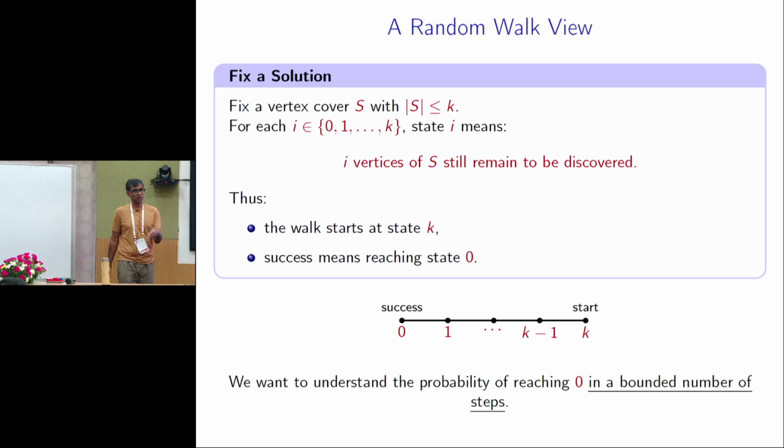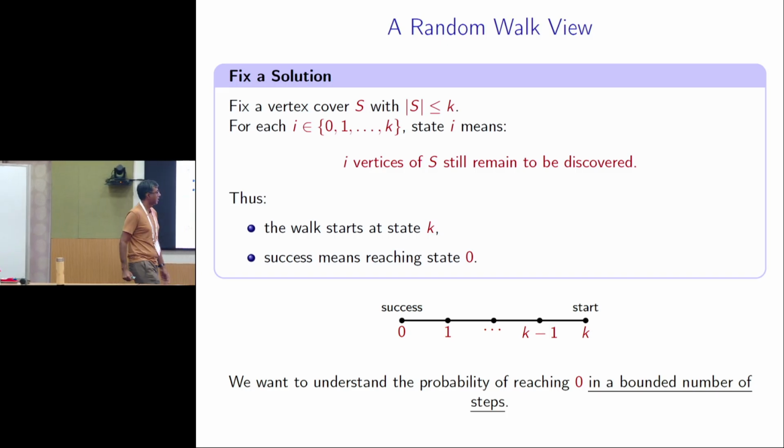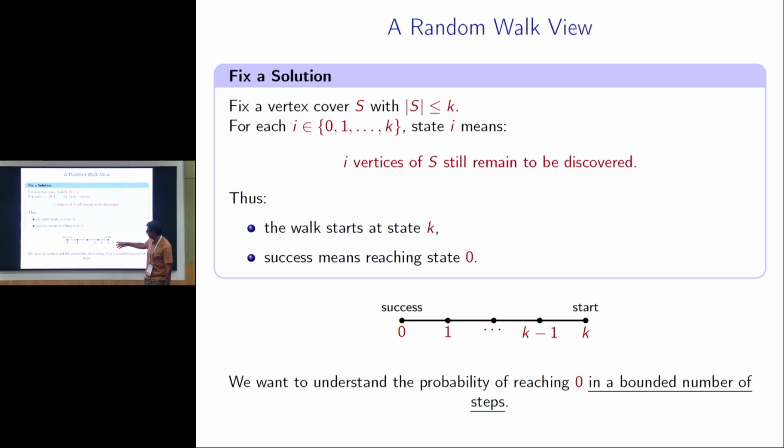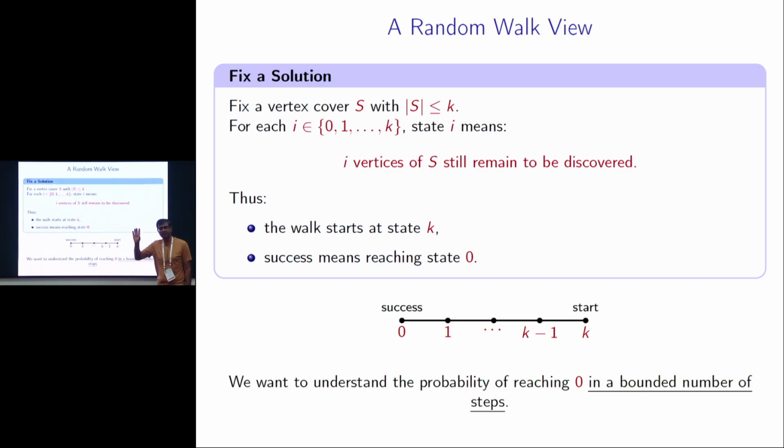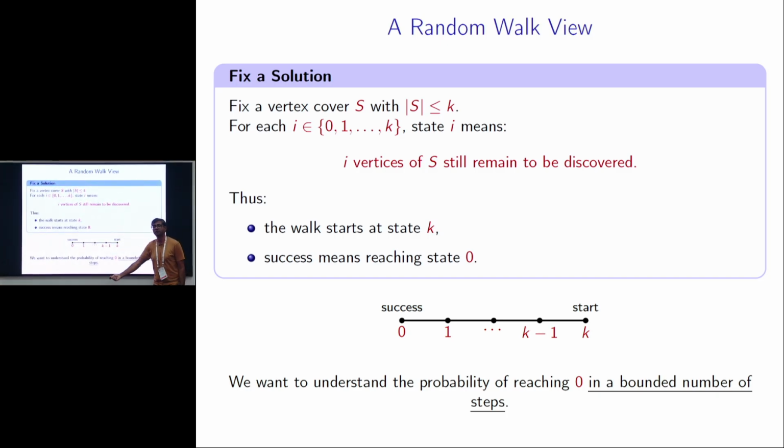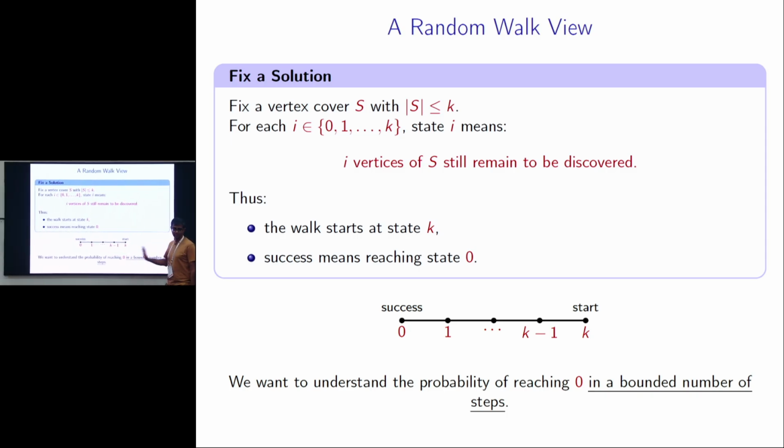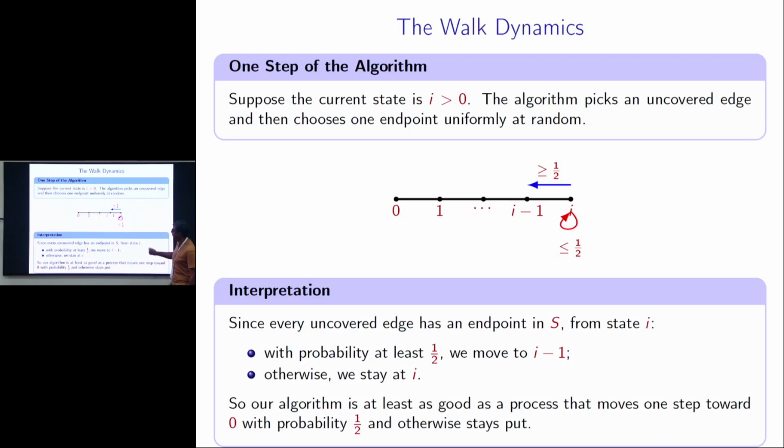So now I can think of this algorithm as a random walk view. Okay, what is this? I start at k. What I am going to track is how many vertices of S still need to be discovered, right? So that's my state. Every time if I do correctly, then I move from k to k minus 1 because I have discovered one vertex of S, so I have moved. So basically, if you want to understand the probability of reaching 0 in a bounded number of steps, that's it. So now let's ask this. If I ask k steps, what is the probability? 3k by 2 steps, what is the probability? 2k steps, what is the probability?